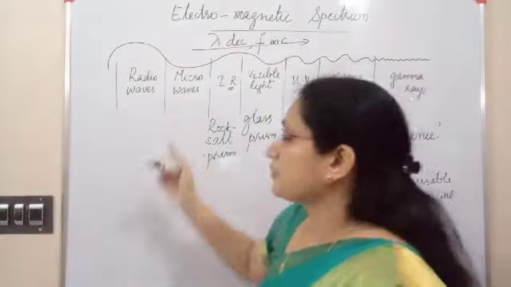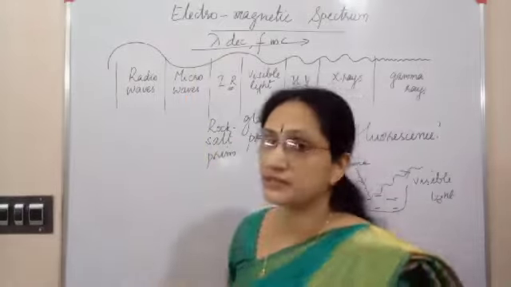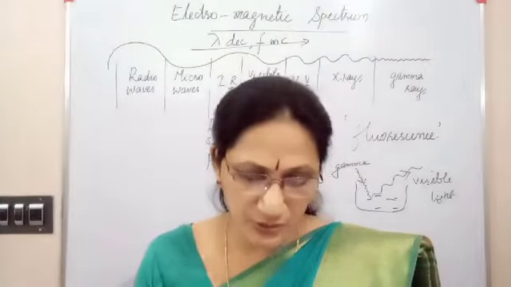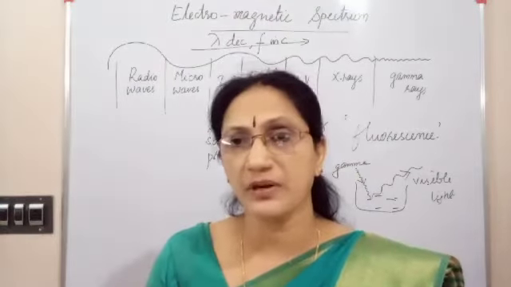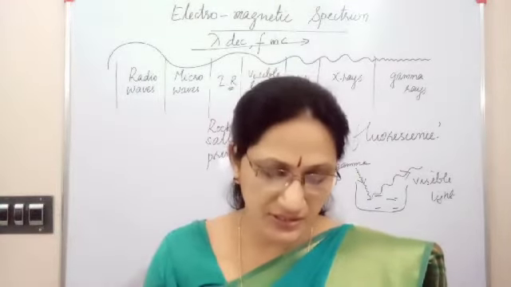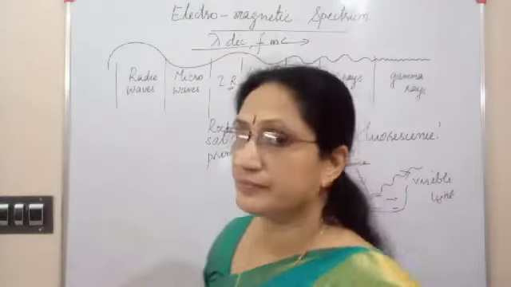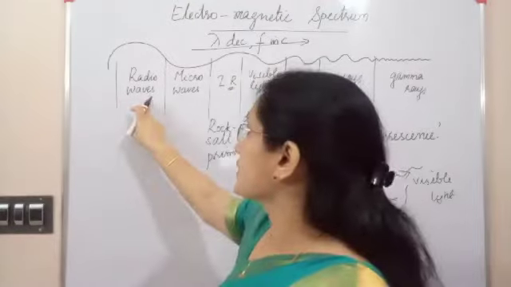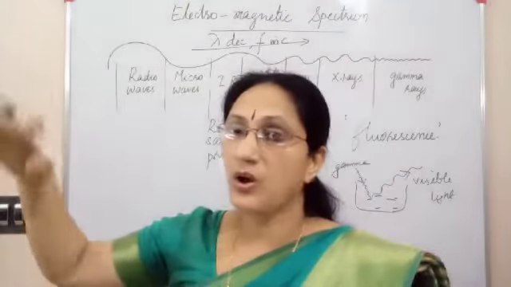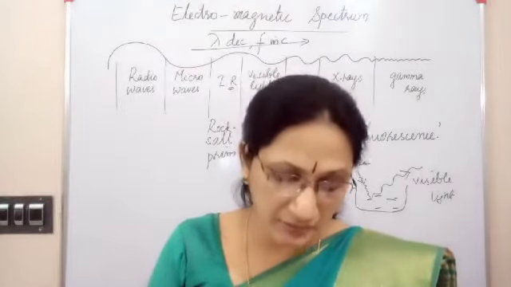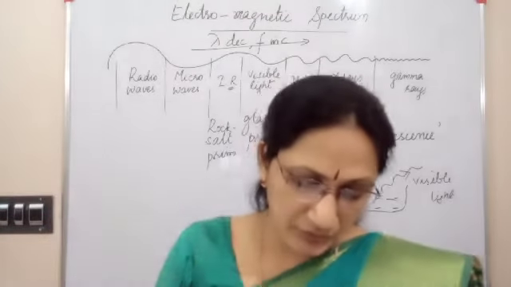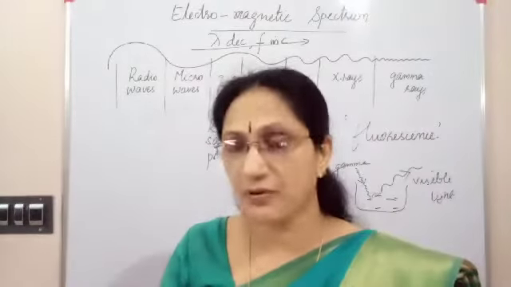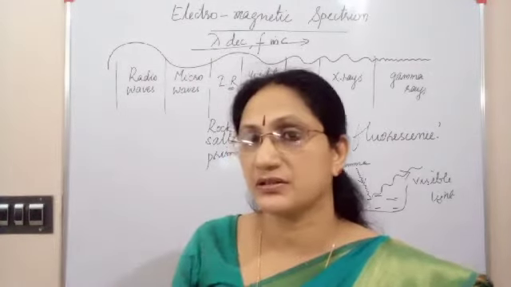Then come microwaves. They are of long wavelength. They are used for cooking, and they are used in the study of atomic and molecular structure. They are useful in communication. Then come radio waves. Among all these, they are the long waves having very high wavelength. They are used for communication, TV, telephone, and radar communication. They are radio waves.